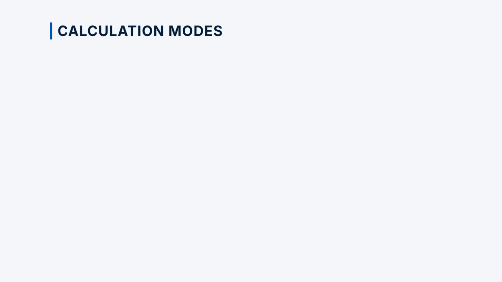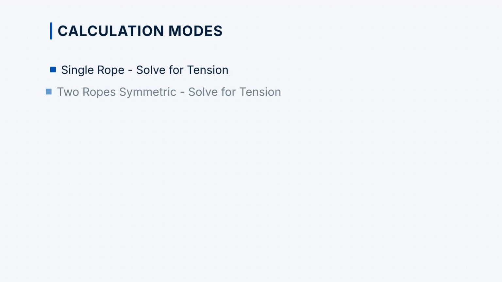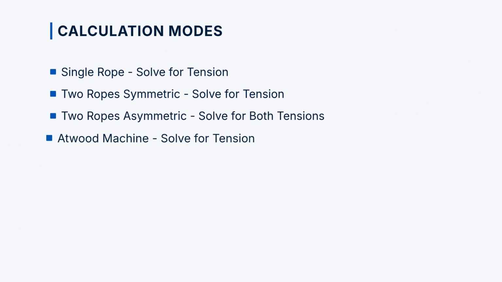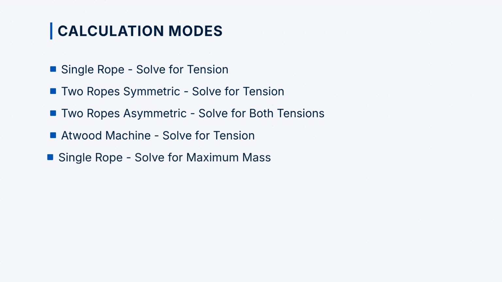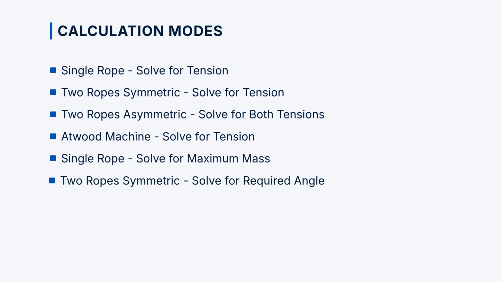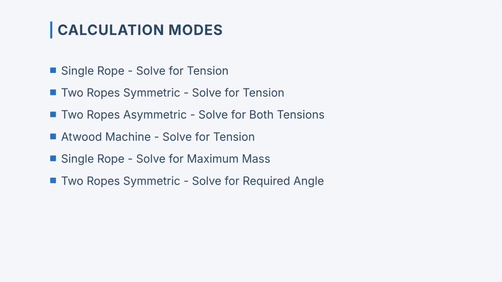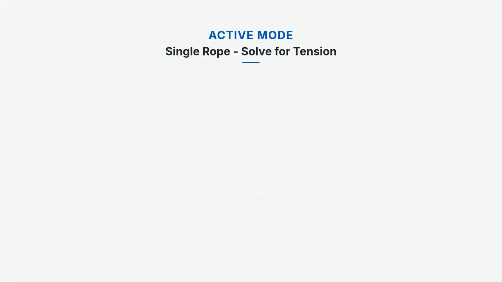You can choose Single Rope, solve for tension; 2 ropes, symmetric, solve for tension; 2 ropes, asymmetric, solve for both tensions; Atwood machine, solve for tension; single rope, solve for maximum mass; or 2 ropes, symmetric, solve for required angle. For this demonstration, I'm using single rope, solve for tension.